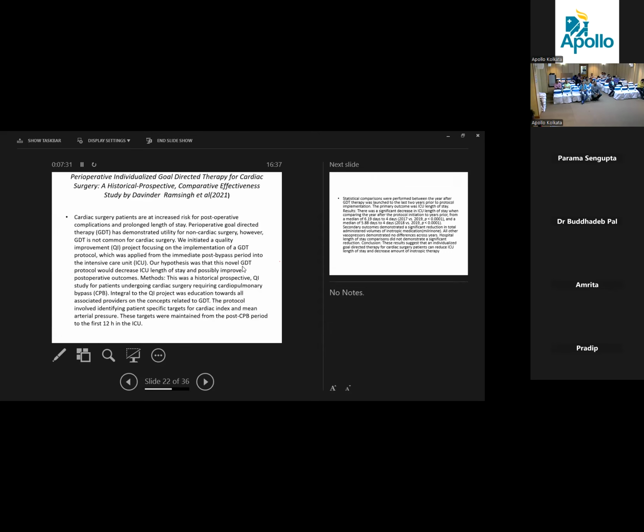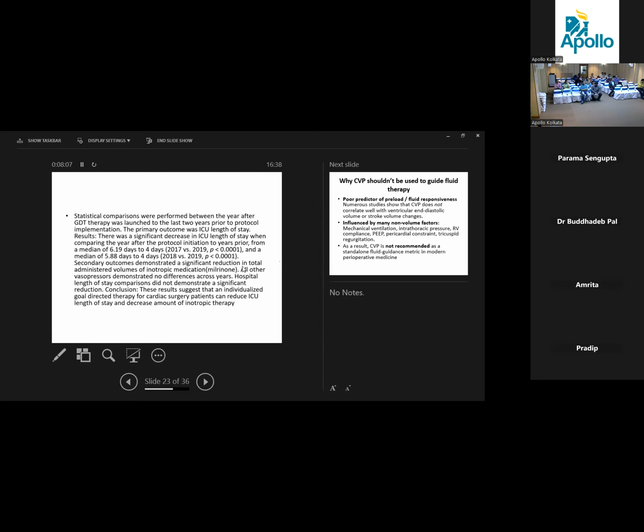And this was the most recent study on goal-directed fluid therapy, by Davinder Ramsingh et al., where it was found that cardiac surgery patients are at increased risk of post-operative complications and prolonged length of stay. He initiated a quality improvement project focusing on the implementation of a goal-directed protocol, applied from the immediate post-bypass period into the intensive care. The hypothesis was that this protocol would decrease the ICU length of stay and possibly improve the post-operative outcome.